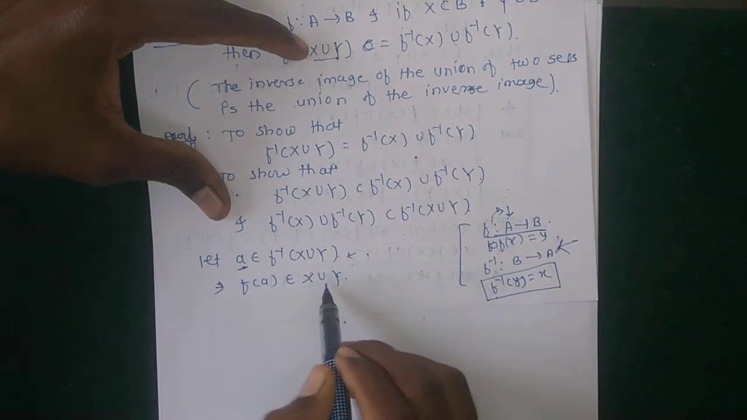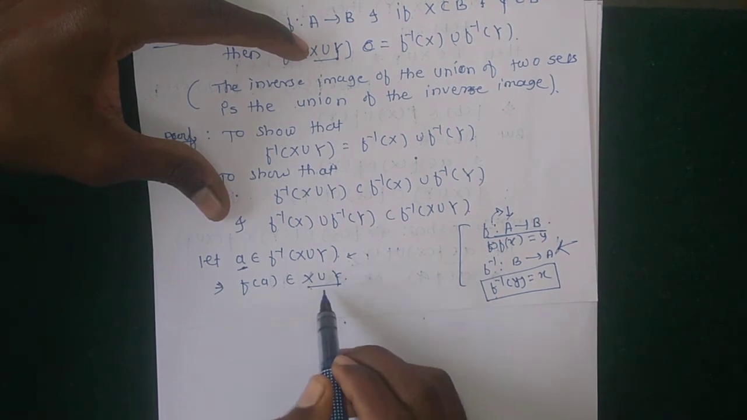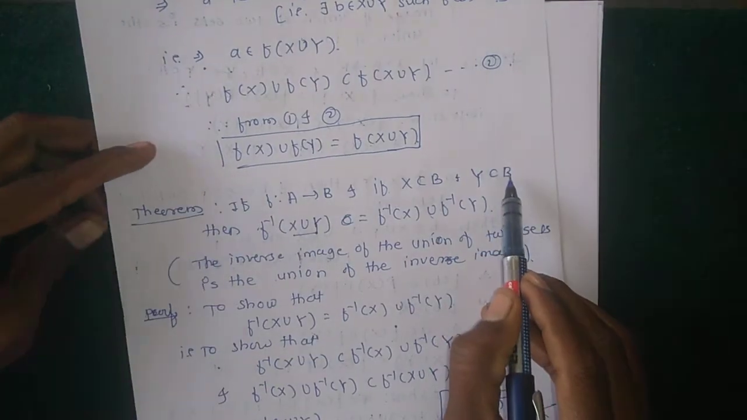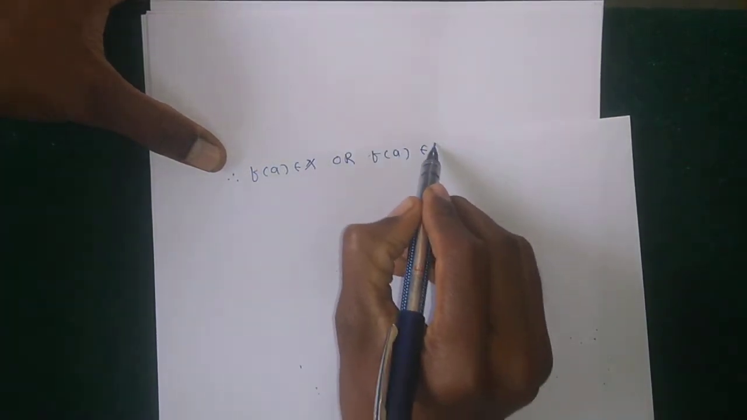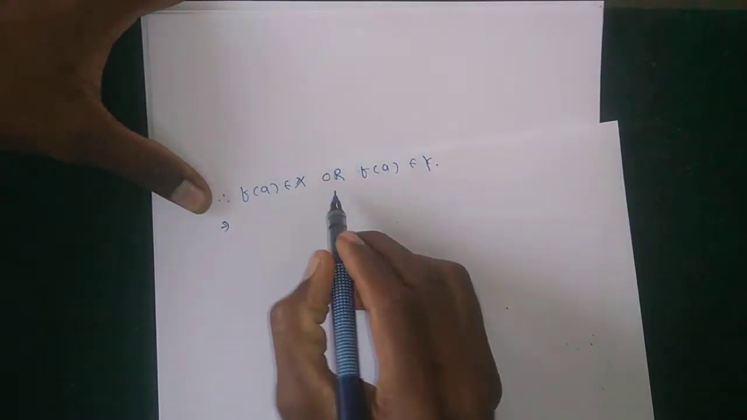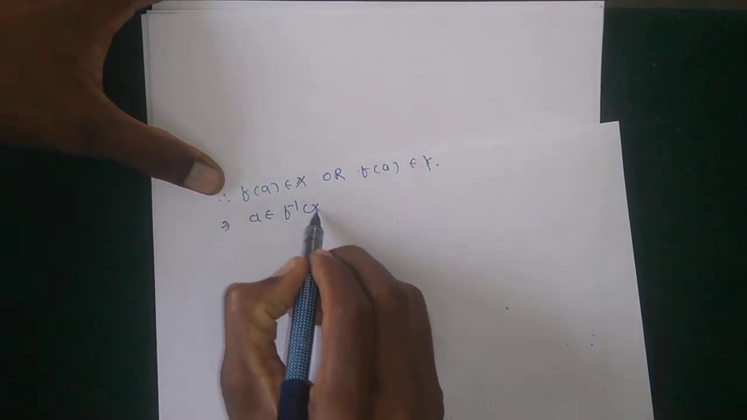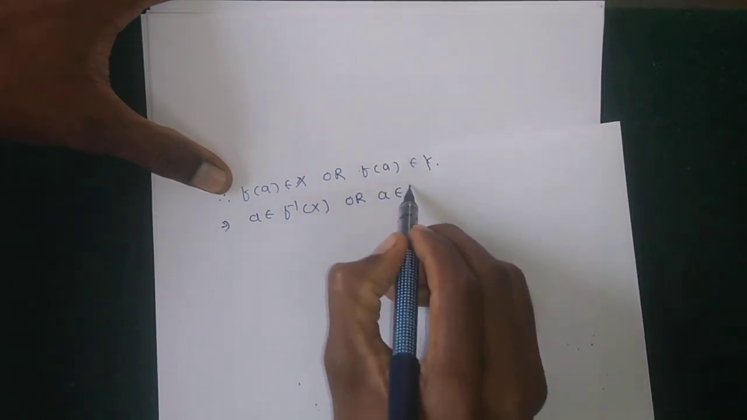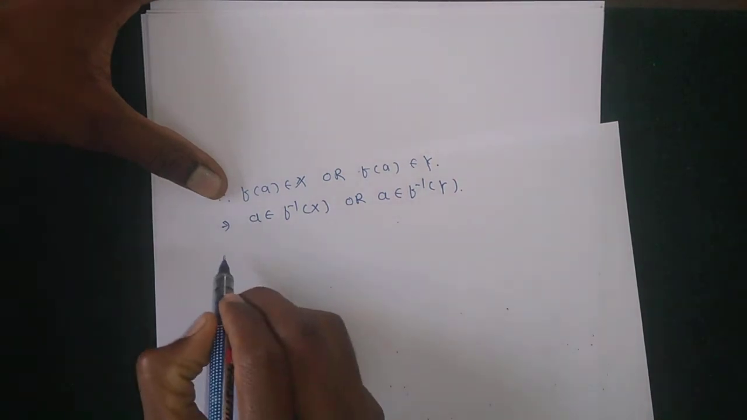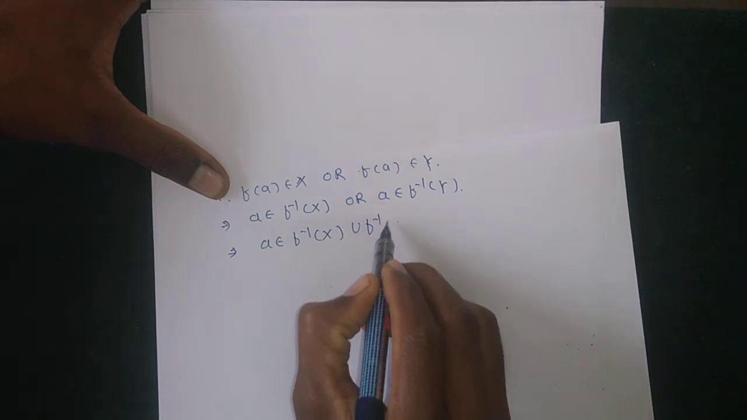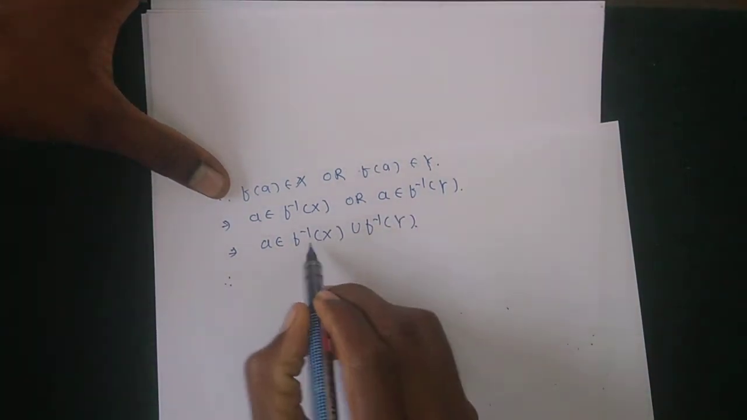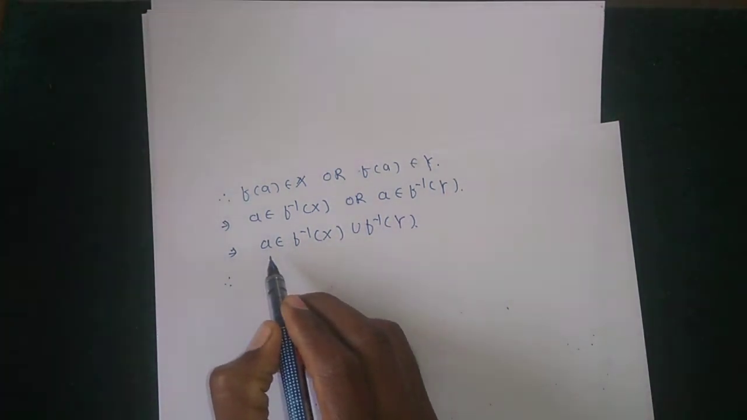Then f of a belongs to X union Y, because X is a subset of B and Y is a subset of B. Therefore f of a belongs to X union Y, which implies that f of a belongs to X or f of a belongs to Y, which implies that a belongs to f inverse of X, the inverse image of X, or a belongs to f inverse of Y. Therefore a belongs to f inverse of X or f inverse of Y, which implies that a belongs to their union, f inverse of X union f inverse of Y, and a is an element of f inverse of X union Y.